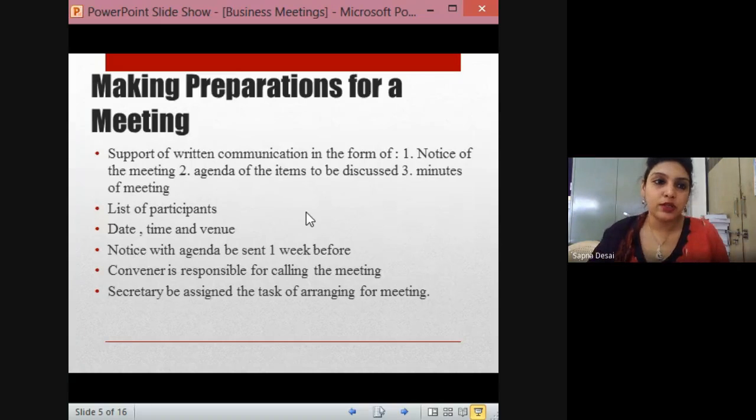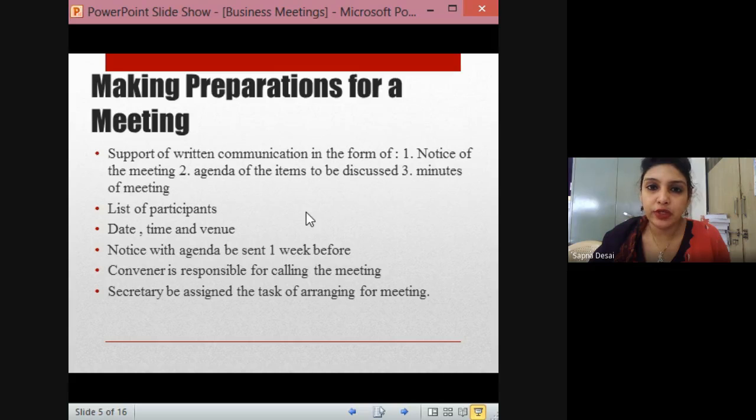Okay, so first thing is we have to prepare a list of participants. We have to decide who are the people who are going to participate in the meeting, right? If the meeting is concerning the departmental heads, then who are the departmental heads? Which departments? What are the names of those people? Only to those people we will circulate the notice and the agenda of the meeting. Understood, girls? So the important thing is first we have to decide who will take part in the meeting.